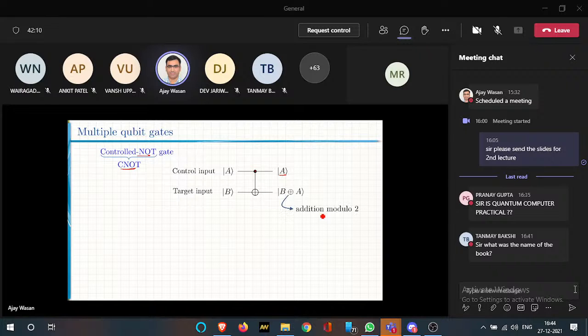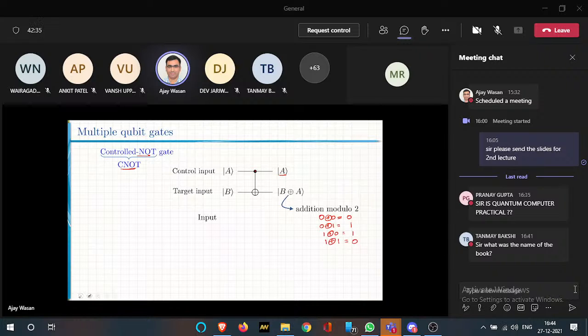What is the meaning of addition modulo 2? With binary numbers, if you add 0 plus 0, you must have read this, I think in class 12 it has come in a few places. 0 plus 0 is 0, 0 plus 1 is 1, 1 plus 0 is 1, and 1 plus 1 will be 0. Yes. So this is called addition modulo 2.